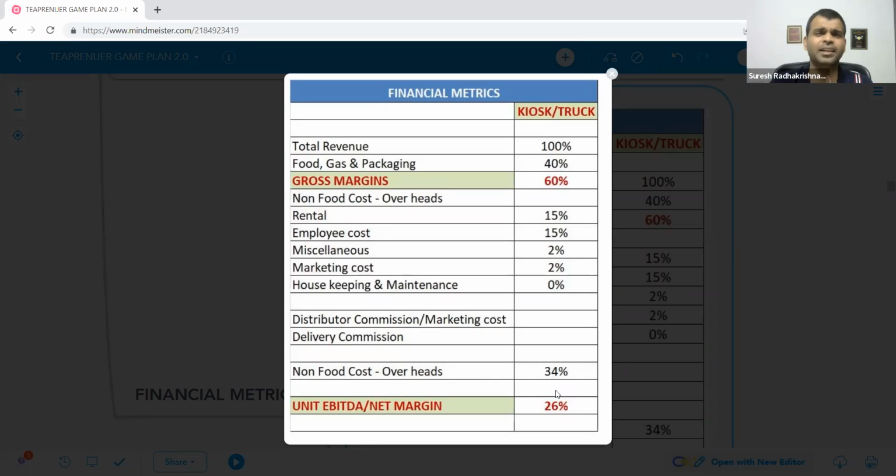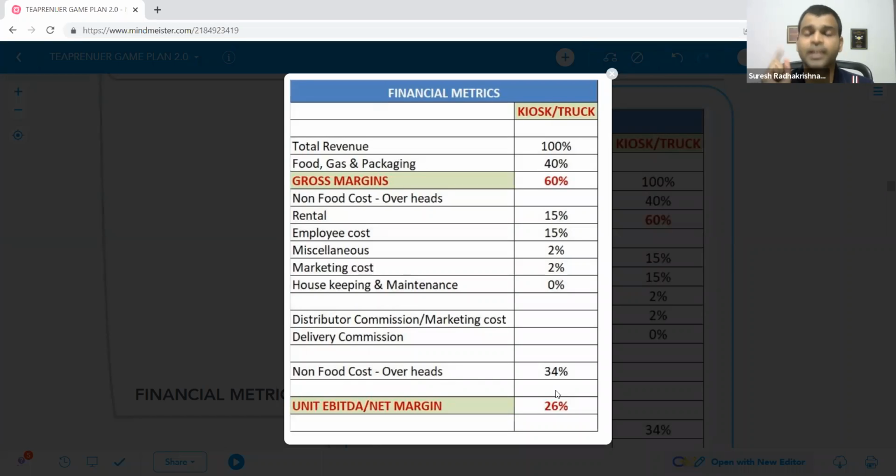Unit EBITDA. EBITDA is a very tricky accounting keyword, right? Earnings before interest, taxes, depreciation, and amortization. Forget about it. If it's going above your head, just remember it's net margin. Okay, so 26%, you should be able to make profit. Some of the outlets you can make up to 30-32% if you efficiently find a location and efficiently operate the outlet.